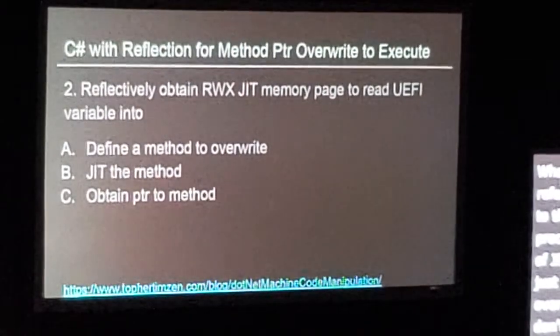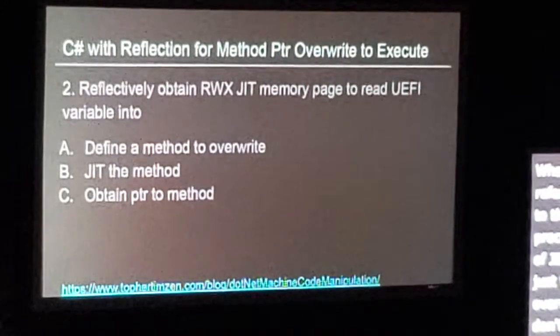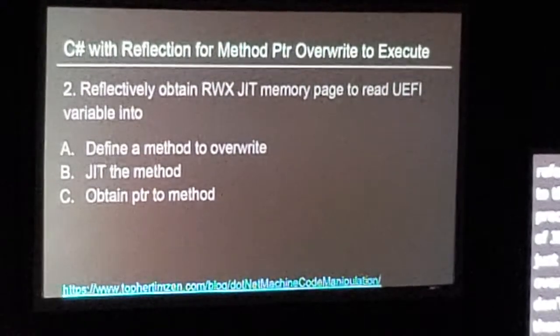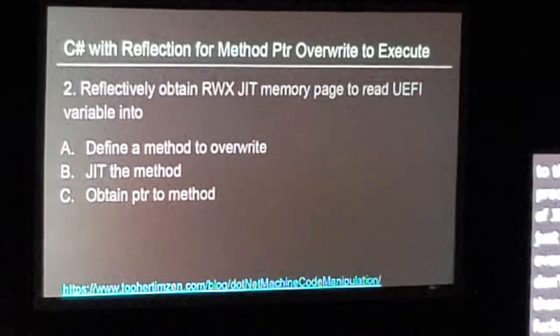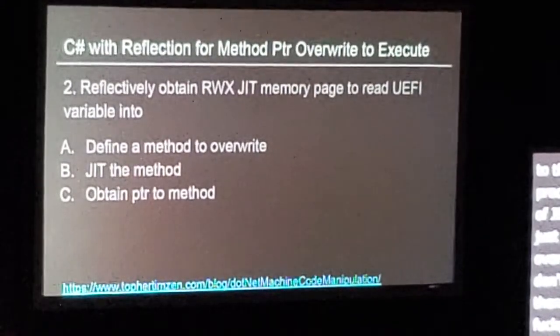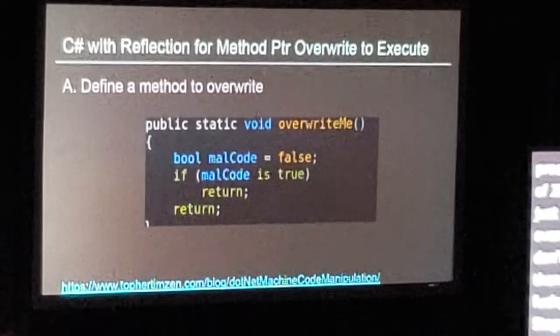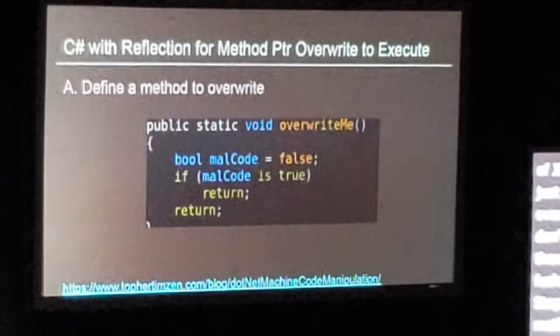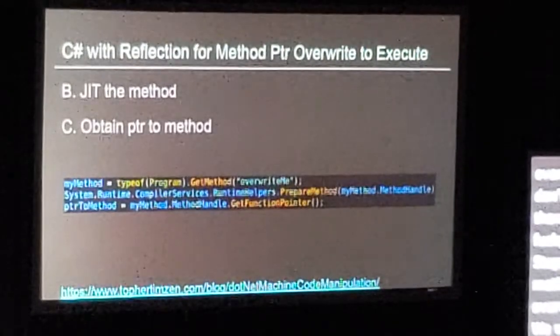So the steps for that look like this. We're essentially going to now obtain an RWX JIT memory page to read the variable into. That's gonna consist of defining a method to overwrite, JITing the method, obtaining the pointer to the method, and then overwriting it and calling it. So we'll define a method to overwrite. This is in the code that I'm going to be releasing. It's just called OverwriteMe. It does nothing. We'll JIT the method.